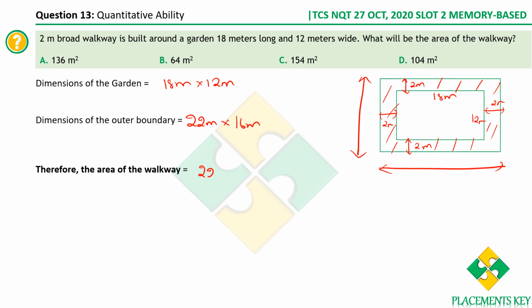Which is how much? 22 into 16 minus 18 into 12. This is what you're supposed to compute. What is 22 into 16? It is 11 into 32, so we get 352. Minus what is 18 into 12? It is 15 square minus 3 square, so 225 minus 9, which is 216. So 352 minus 216 gives 136. Therefore the area of the walkway is 136 square meters.